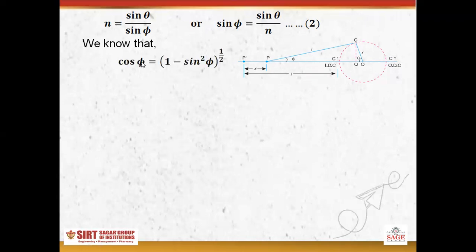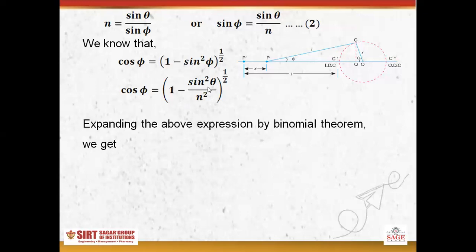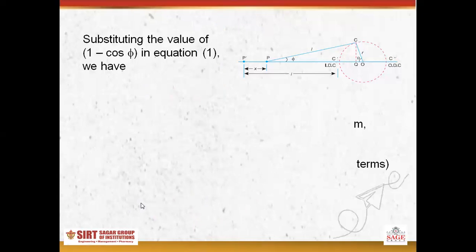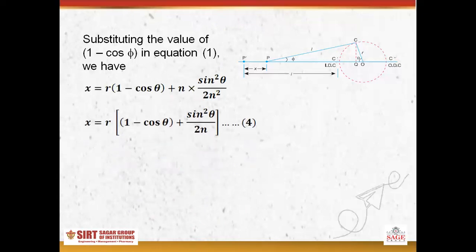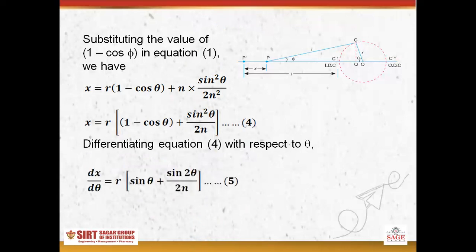We know that sin square phi plus cos square phi is equal to 1, or we can say cos phi is equal to (1 minus sin square phi) raised to the power 1 by 2. From the triangle we can calculate the value of sin phi and substitute in this equation. Expanding by the binomial theorem, we get the value of cos phi. Substituting the value of 1 minus cos phi in equation 1, we have the displacement of the piston, and differentiating this equation with respect to theta gives dx upon d theta.